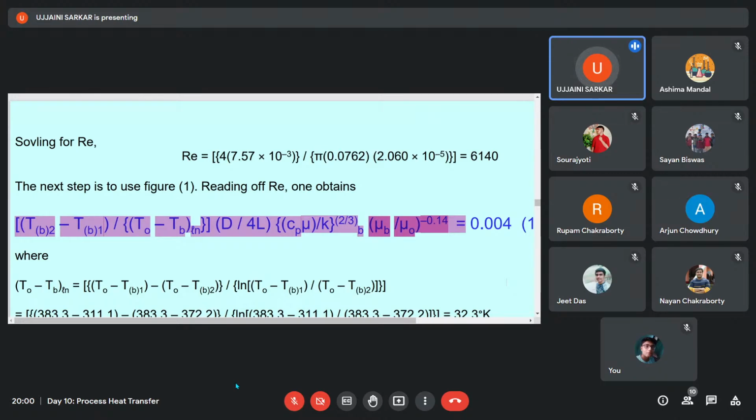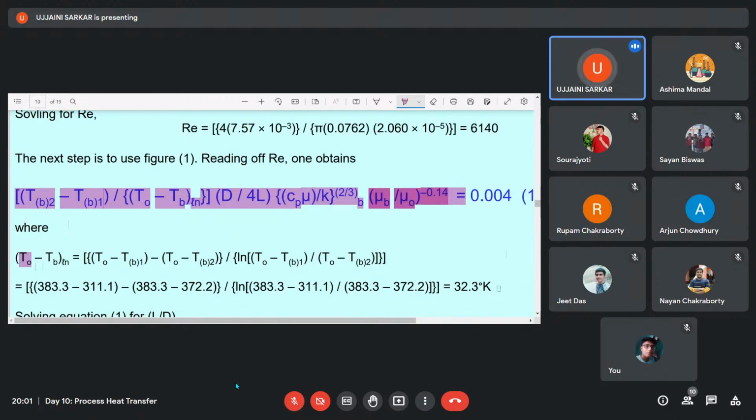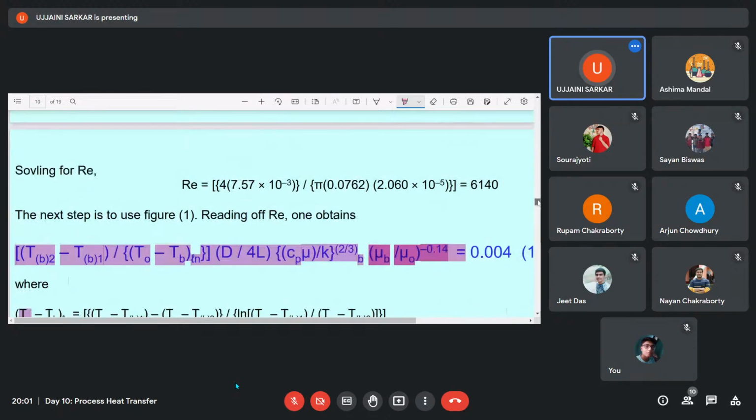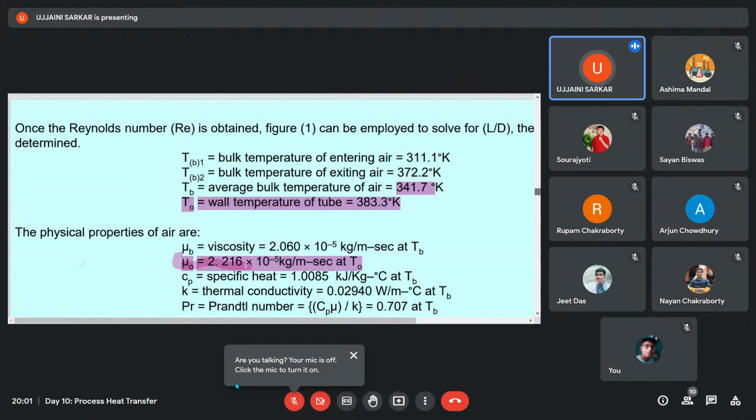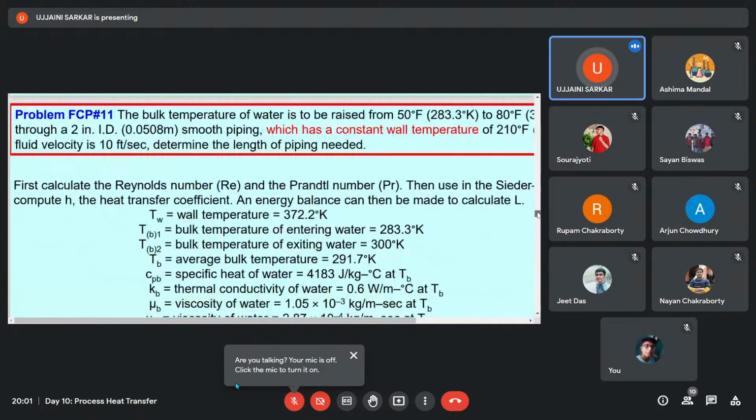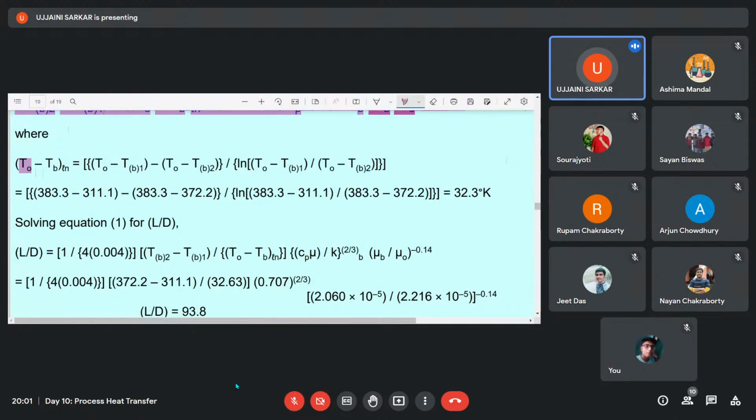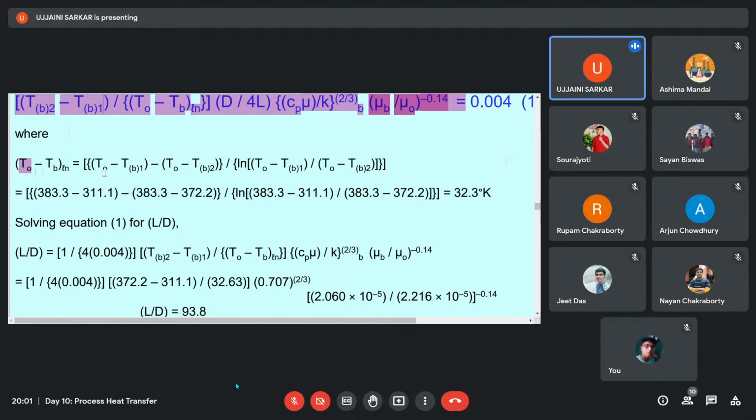না বাল্ক আর ওয়াল। এখানে ওয়াল সব ও সাবস্ক্রিপ্ট দিয়ে দেখানো। The subscript O represents the wall. তাহলে T_0 − T_B-ln সেটা কি করে বার করছে দেখো। T_0 is the wall temperature, সেটা দেওয়া আছে। T_0 হচ্ছে ওয়াল টেম্পারেচার 383.3 কেলভিন। So here we are putting wall temperature 383.3 minus T_B1, that is the entry point fluid temperature 311.1 Kelvin.